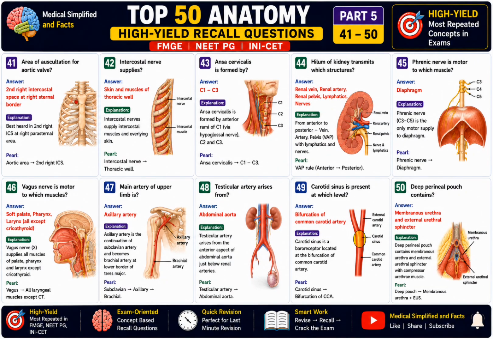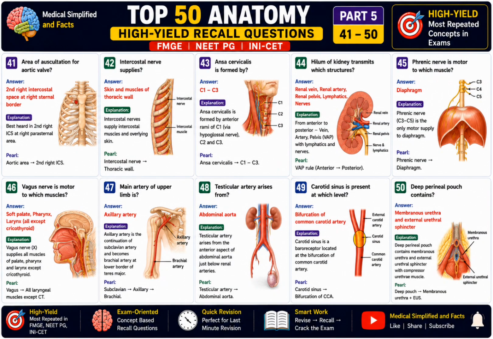Question 41. Area of auscultation for aortic valve? Answer. Second right intercostal space at right sternal border. Pearl. Aortic area to second right ICS. Question 42. Intercostal nerve supplies? Answer. Skin and muscles of thoracic wall. Pearl. Intercostal nerve to thoracic wall. Question 43. Ansa cervicalis is formed by? Answer. C1 to C3. Anterior rami of C1 via hypoglossal nerve, C2 and C3.